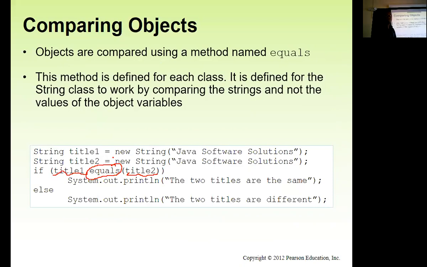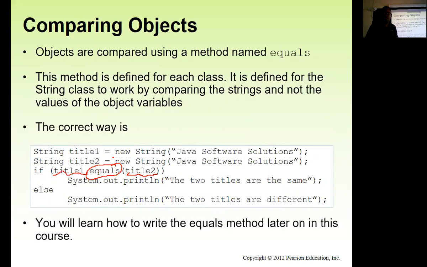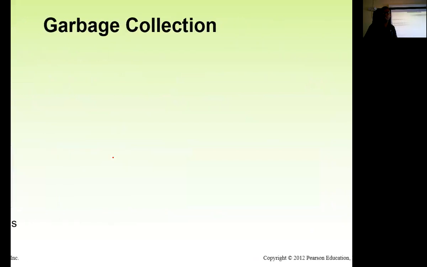Now, generally, the practice is that you use the equals method, because what that will do is override the method that exists before, and I'll talk a little bit more about that in a future class, overriding and overloading. You will learn how to write an equals method later in this course, as it says.